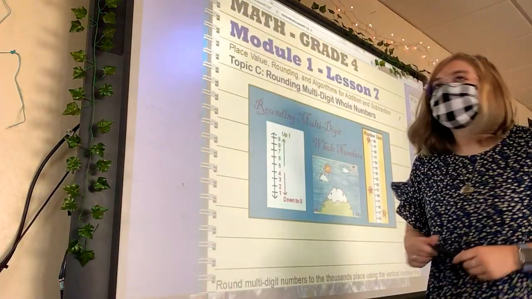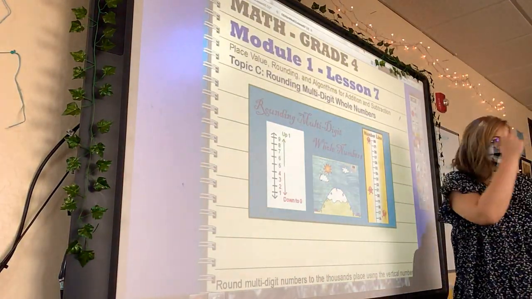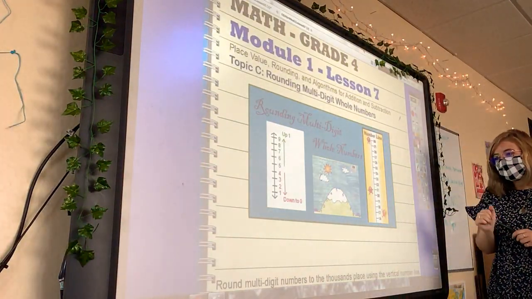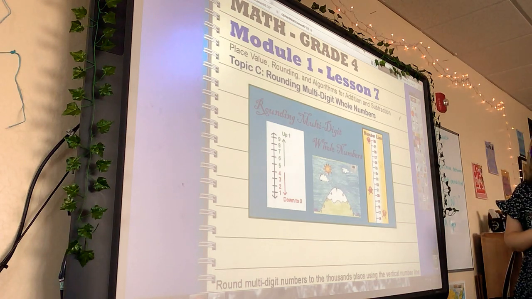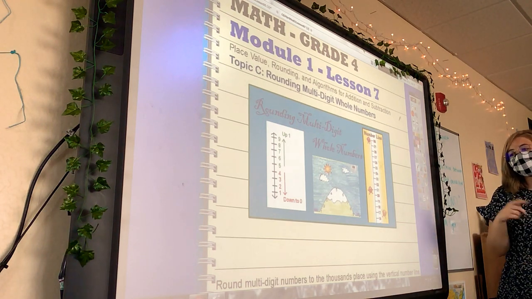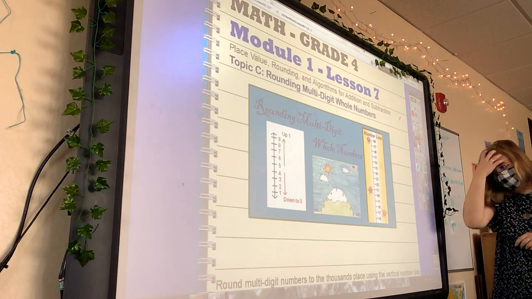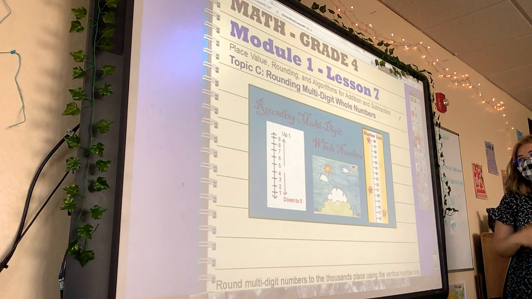All right. I did set myself a timer again, just so I'm keeping track of where I'm at, okay? But today we're going to do lesson 7. So we're going to round multi-digit numbers to the thousands place using the vertical number line.